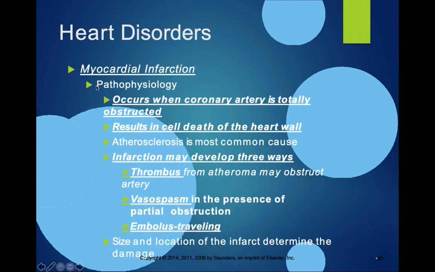Now, MI, myocardial infarction. MIs occur when the coronary artery is totally obstructed. It results in cell death of the heart wall, and atherosclerosis is the most common cause of an MI. The infarction may develop in three different ways: a thrombus from an atheroma that can obstruct the artery, a vasospasm that's in the presence of a partially obstructed blood vessel, or an embolism, which is a thrombus that travels.